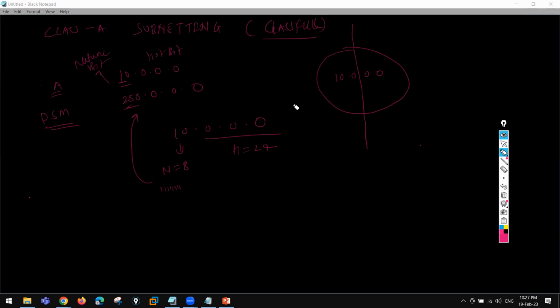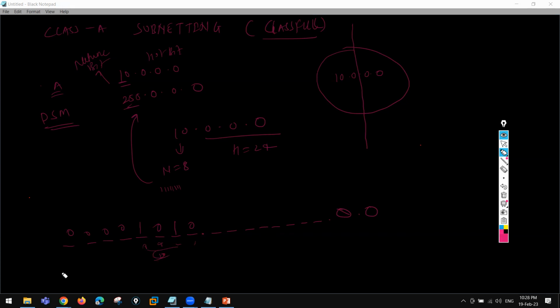Whenever we do subnetting, we never touch the network bits. For example, let's break this 10 into binary format: 8 bits for the first octet, and then 8 bits for the second octet, and I'm going to keep the rest as 0.0. So 10 is 00001010, with place values 1, 2, 4, 8. 8 plus 2 is 10. This should not be a problem.